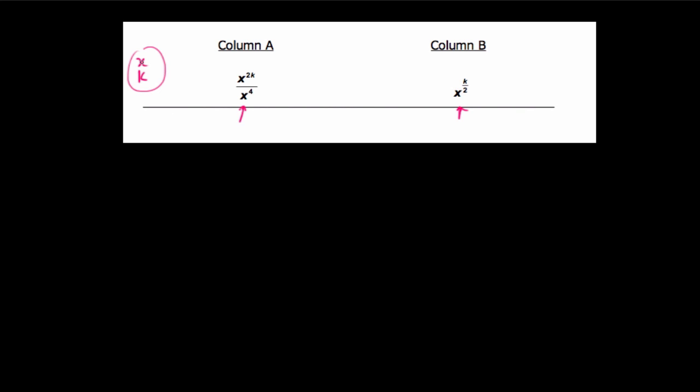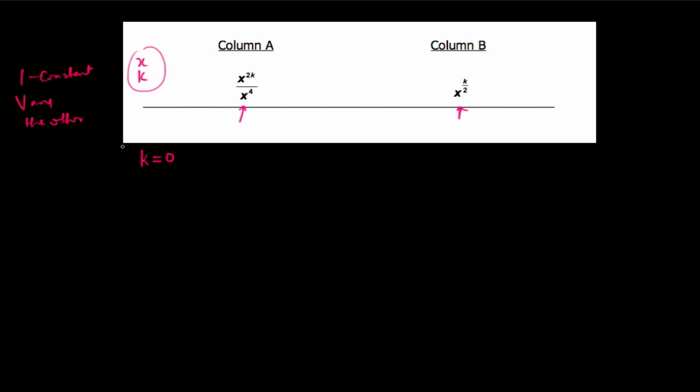Now anytime you have to vary two quantities, what you do is you make one constant, and then you vary the other. So keep one of them constant and then vary the other. Since I have x and k, I'm going to choose my k to be 0, and then I'm going to vary x. So let's say my k is 0.